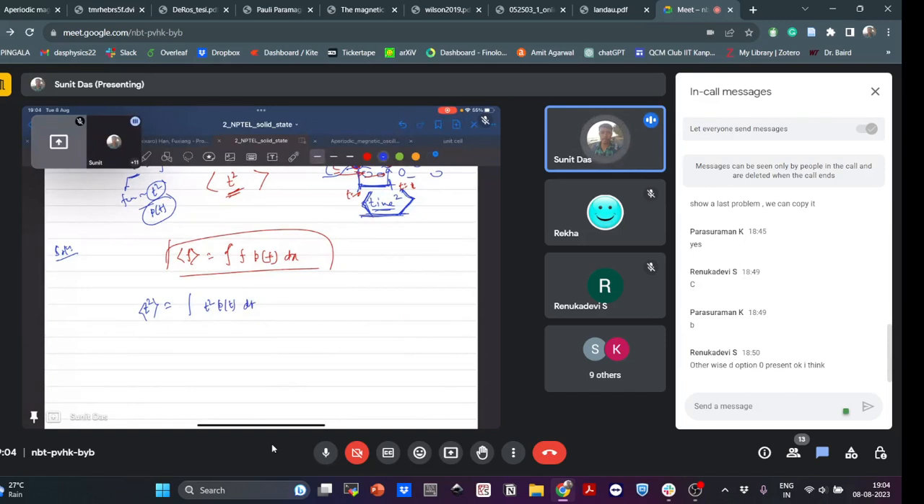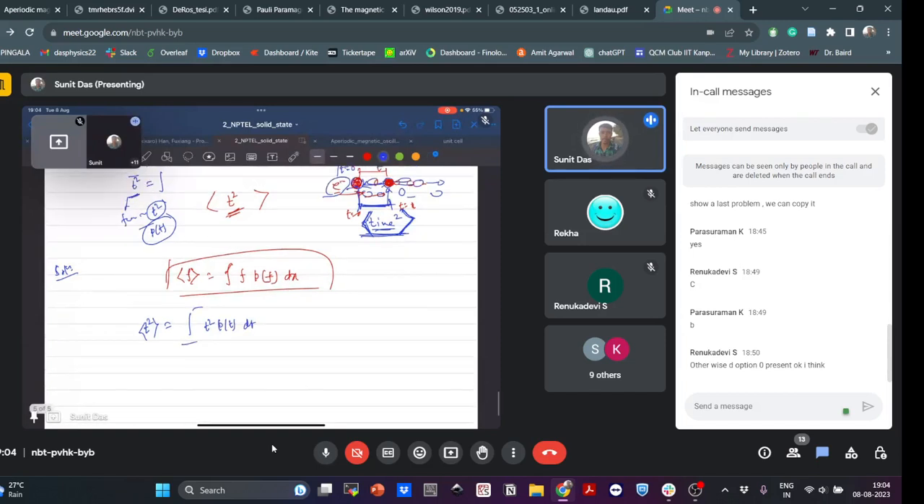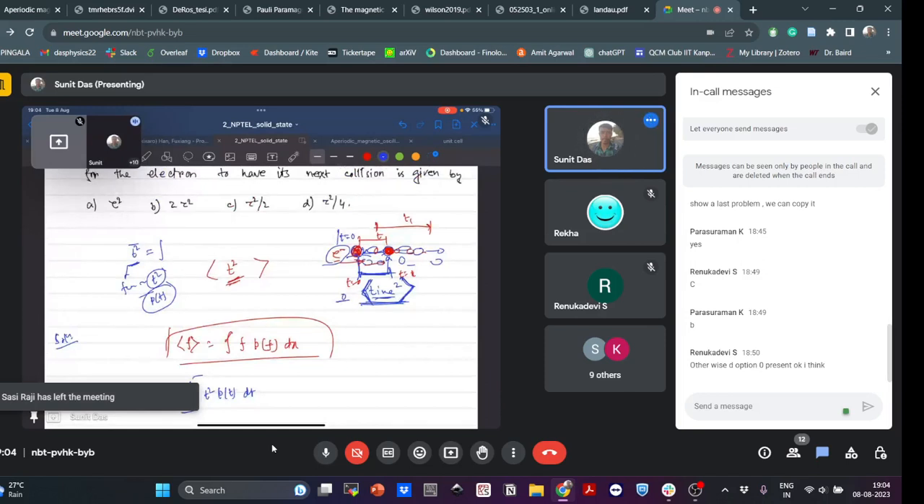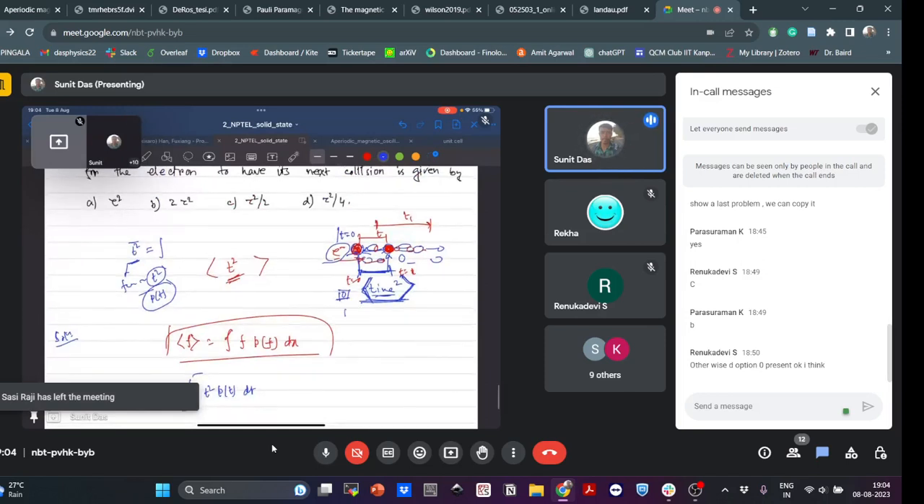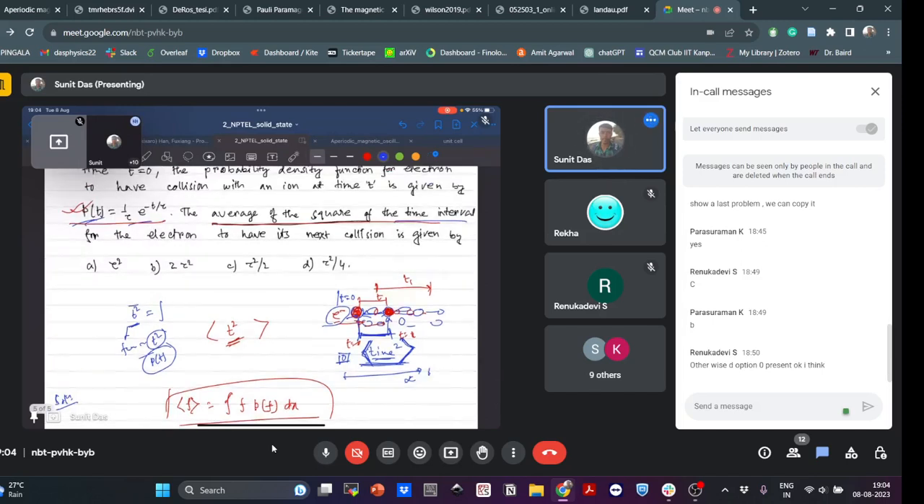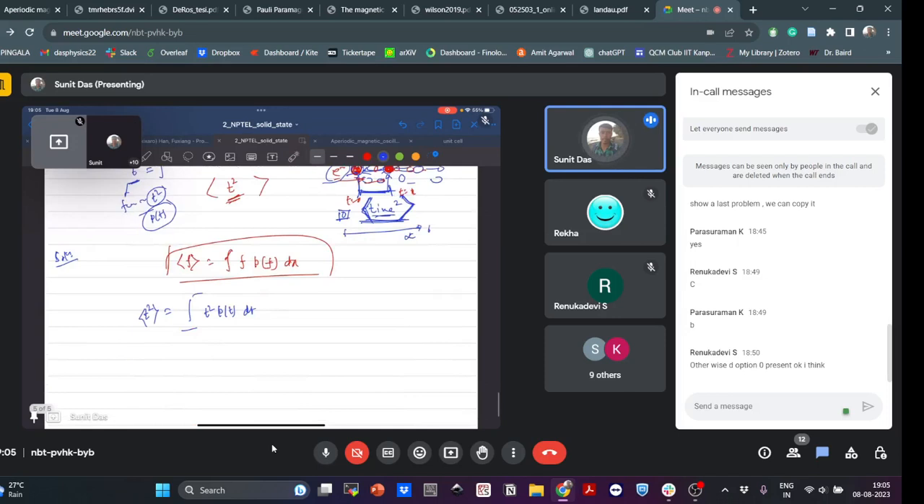So what will be the limits here? The limit will be at t equal to 0, where the collision happens. That is one thing, and the time may extend to infinity. Up to infinite time, there may be no collision. Probabilistically, it is very much possible, right? This is what this probability distribution also says. If you send t tending to infinity, then there is no collision, p of t becomes 0, e to the power minus infinity, right? And at t equal to 0, it will have some finite probability of collision. Okay, so the limits will be 0 to infinity, t square p of t dt.